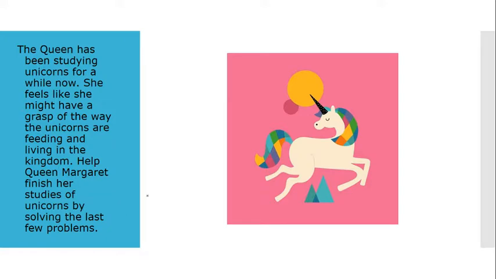The Queen has been studying unicorns for a while now. She feels like she might have a grasp of the way the unicorns are feeding and living in the kingdom. Help Queen Margaret finish her studies of unicorns by solving the last few problems.